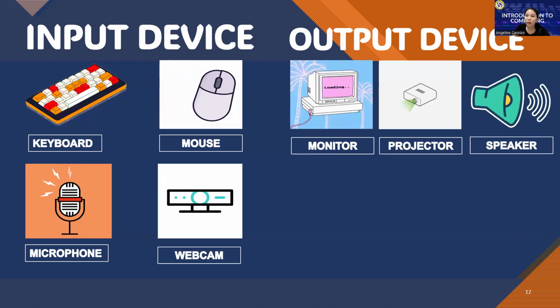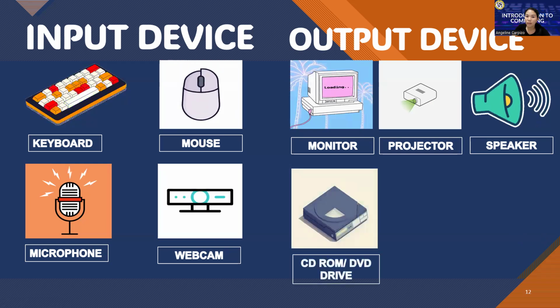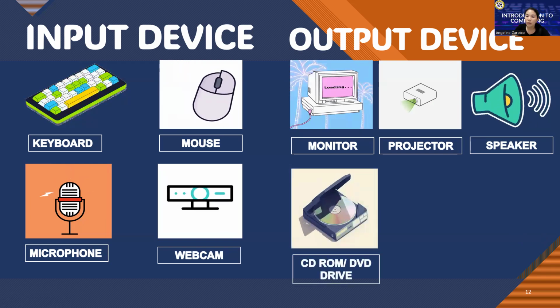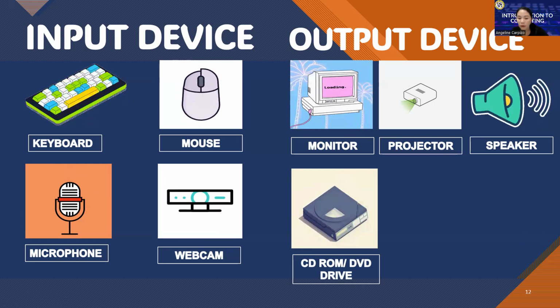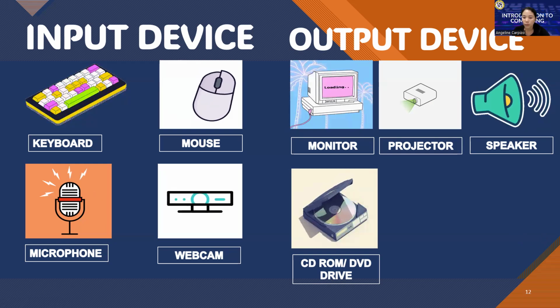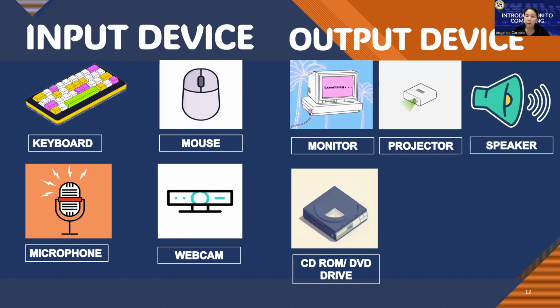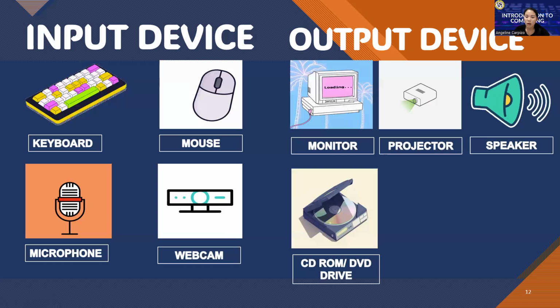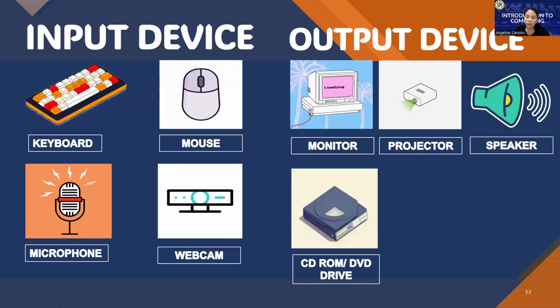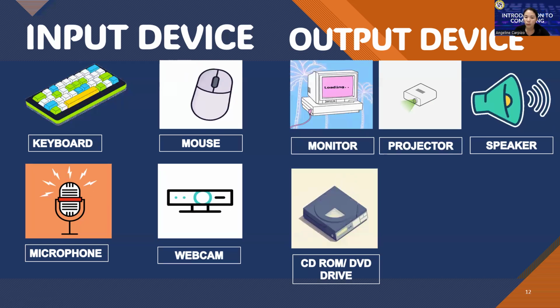So input and output devices, an example is the CD-ROM or DVD drive. CD-ROM and DVD drive receive data from the computer to copy into a readable CD or compact disc, or DVD or digital versatile disc. Also, the drive sends data on a CD or DVD as output to a computer.